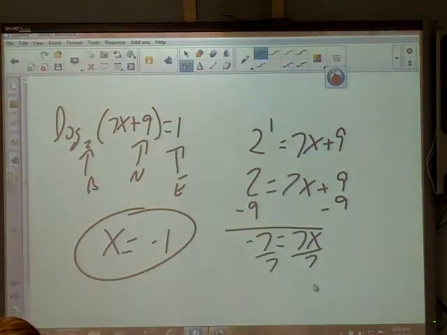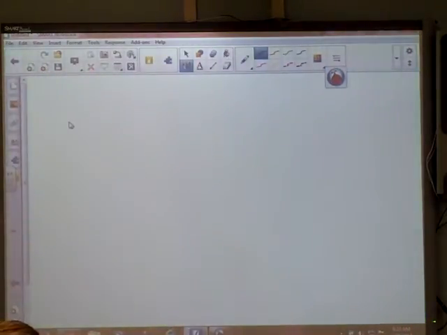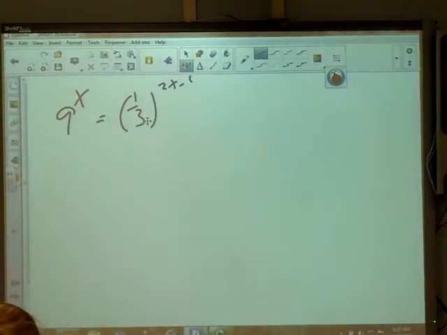All right? Number 16, we did one like it with 10 and 1 over 100 in our notes. That was just like number 16. We had 9 to the x equals 1/3 to the 2x minus 4. So we need to rewrite these with the same base. What base number can you use with a 9 and a 1/3? 3, very good. To get a 9, it has to be 3 squared.